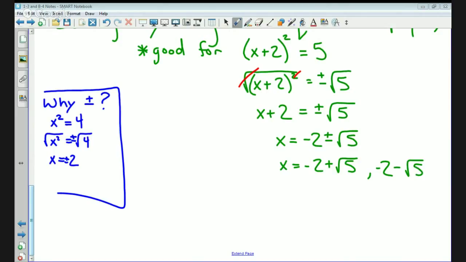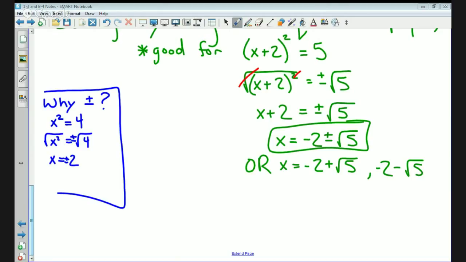I don't know if they have a plus minus option in the online homework, but for an exam, I'd accept that. Or in homework, you might have to write that. So that's using that square root property.